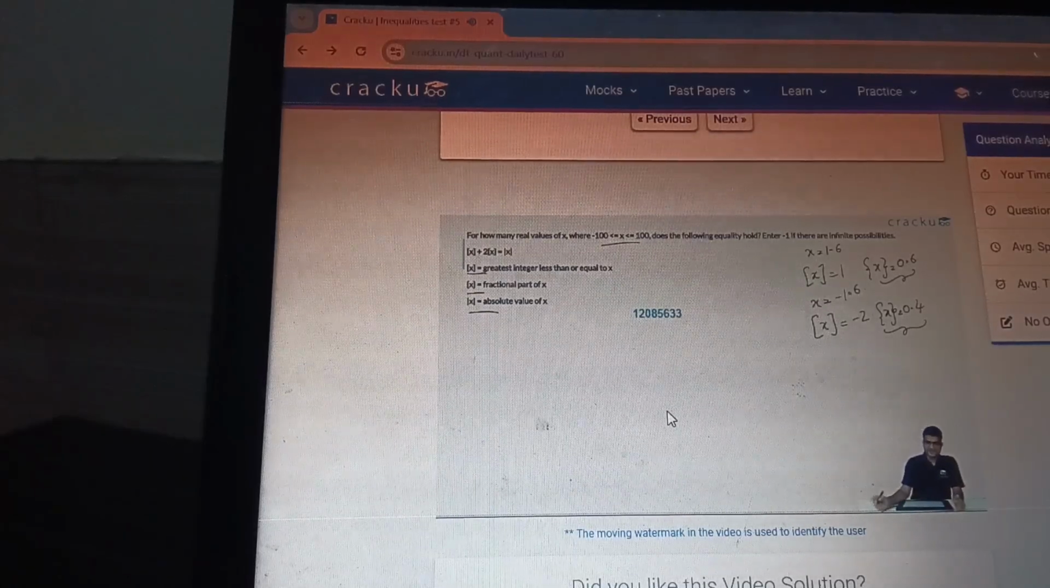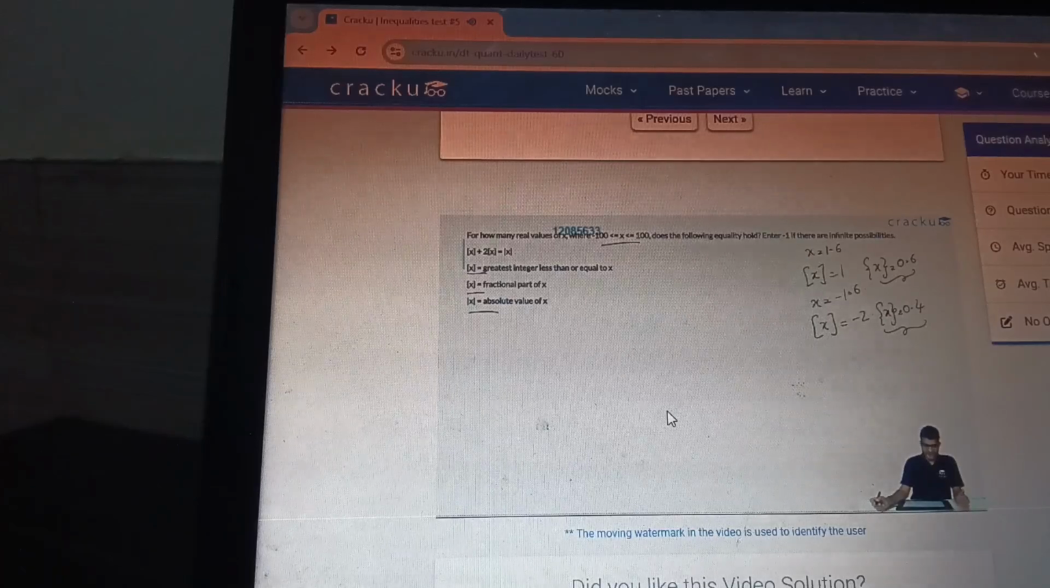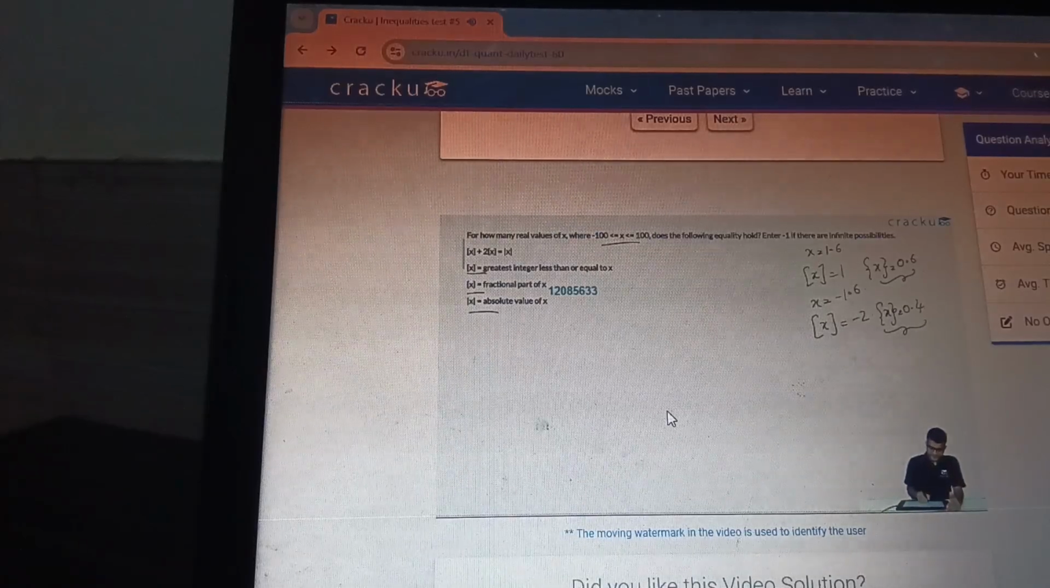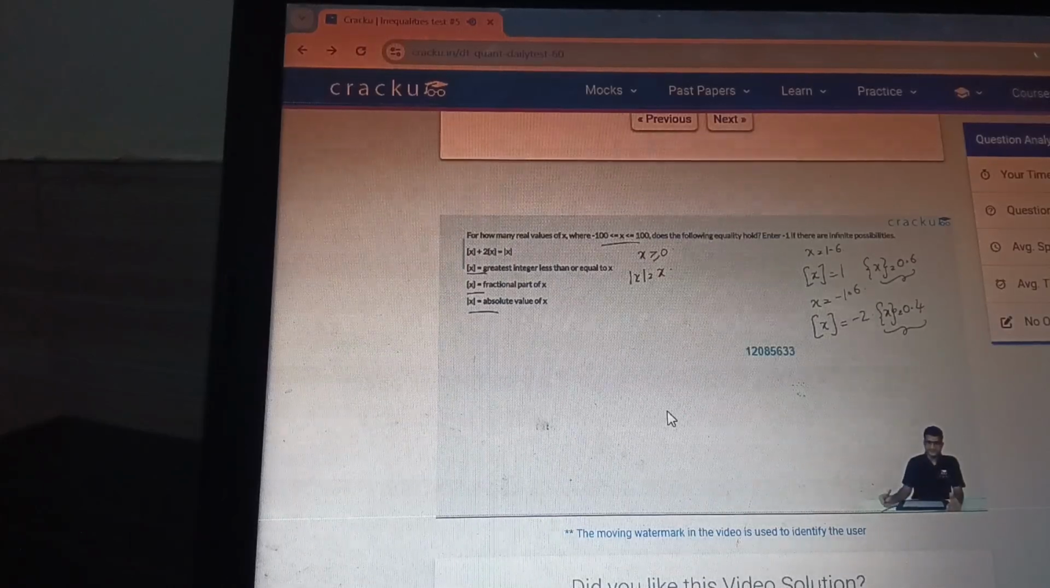We are told that x will lie between minus 100 to plus 100, and we want the integer part of x plus 2 times the fractional part of x to be equal to the modulus of x. If x is greater than or equal to 0, the value of the modulus of x will be equal to x. So in that particular case, what does the given equation look like?